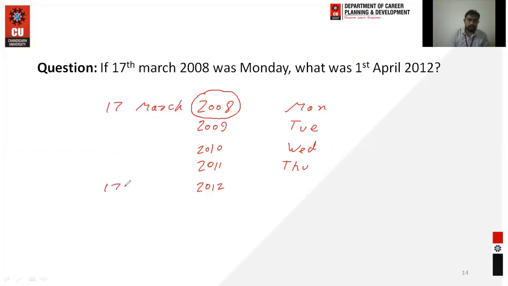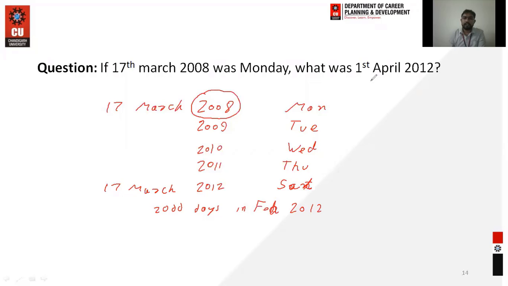Now 17th March 2012. Over here I will be having two odd days in Feb 2012. So on 17th March 2020 I will be having a Saturday. There will be two odd days, so it becomes a Saturday.